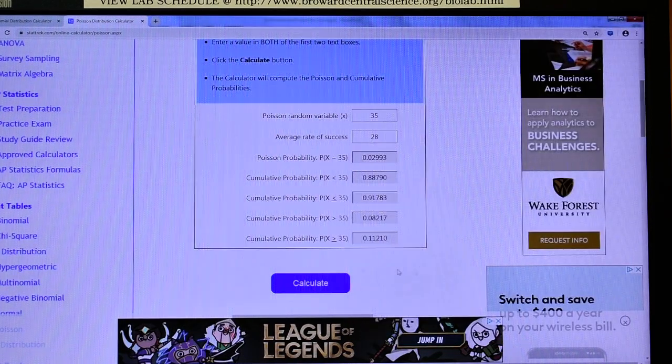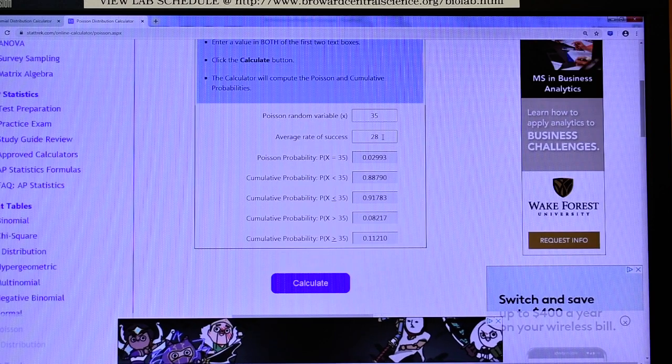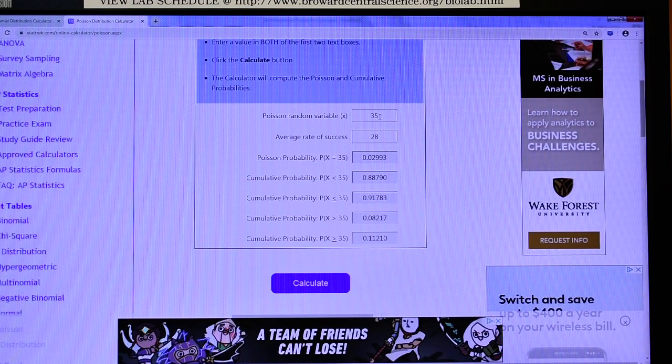Okay, so let's go back over here and see what else we can do with this. If you look at one end of the distribution, just the upper end, we're expecting 35 or more calls about 11% of the time. What about at the other end, getting really low scores? Remember, the average rate of success is 28. That's 7 points above that. So what about 21 or fewer? What would that be?